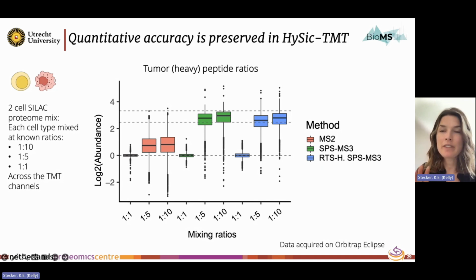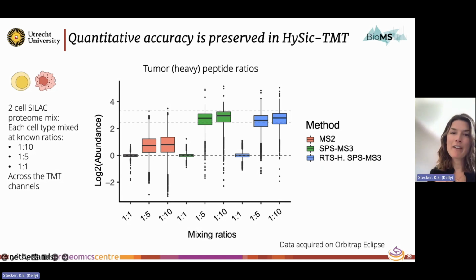So in red, we have the standard MS2 approach, so no real-time searching and no MS3 quantitation, which we know improves the accuracy. In green, we have the standard SPS MS3, which is the benchmark for improved accuracy.